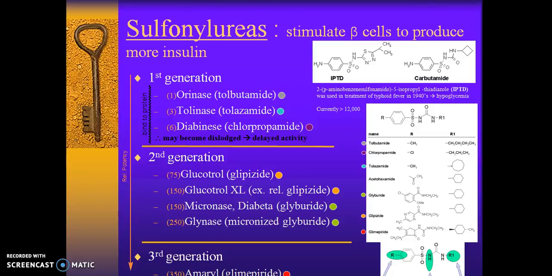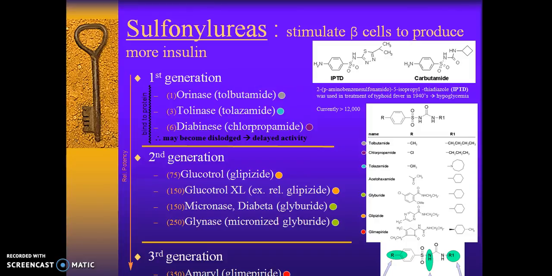Diabetes is of mainly two types: diabetes type 1 and type 2. In type 1, only insulin injections, IV injections, are available. For type 2, in which insulin insufficiency occurs, oral hypoglycemic agents are given to the patient.